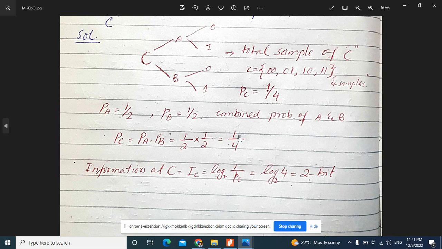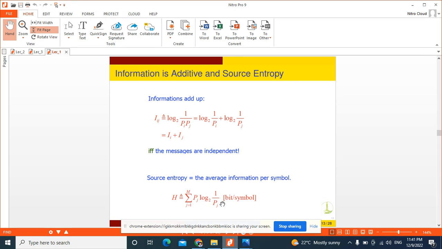So using this probability, we can calculate the information of C. So log 2 1 by P(C). So that is equal to log 2 1 by 4. So the 4 will go upstairs, and we already know that log 2 of 4 will be equal to 2 bits. So we have already concluded that if the sources are independent, then their information will be added, and we can even calculate the source entropy, that is the average information per symbol. And so it means that the entropy is basically the probability multiplied by log 2 1 by probability. So this is basically the average information per symbol.